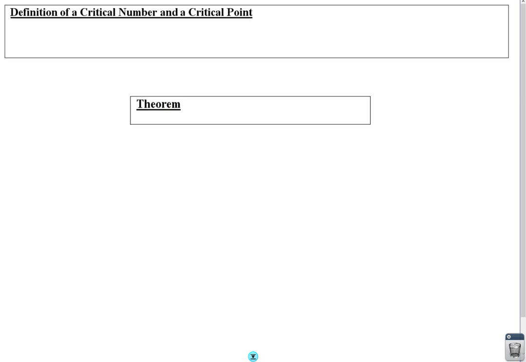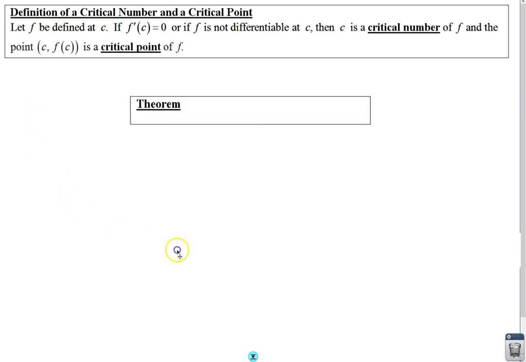So this comes in handy whenever we want to talk about critical numbers and critical points. We've already talked about these a little bit, but I haven't specified the official name of these. So this is just some vocab that's pulling everything we've done today together. A critical number and a critical point. Let f be defined at c. If f prime of c is equal to 0, or f is not differentiable at c, then c is a critical number of f, and the point c, f of c, is a critical point of f.